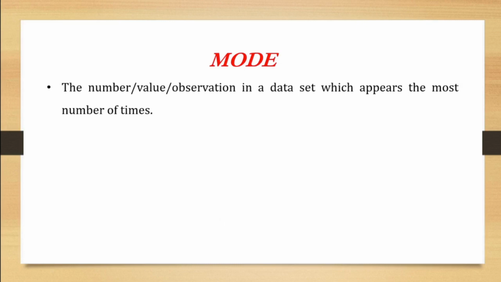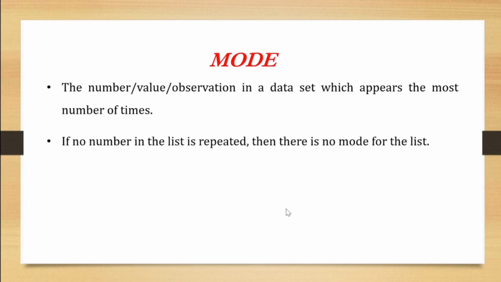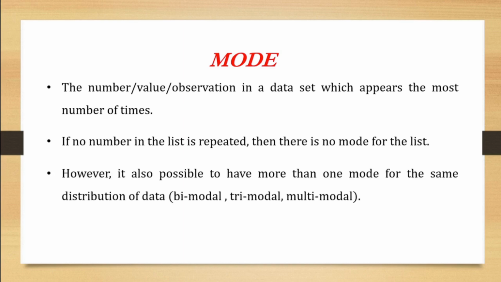Mode: the number, value, or observation in a dataset which appears the most number of times. If no number in the list is repeated, then there is no mode for the list. However, it is possible to have more than one mode for the same distribution of data, and that is what we call bimodal, trimodal, or multimodal.